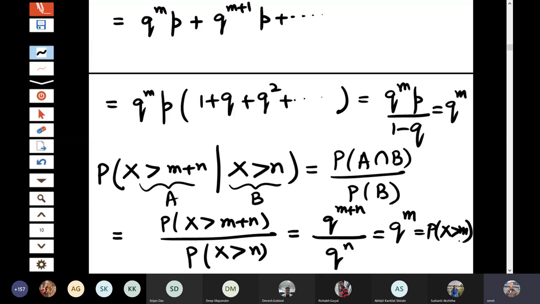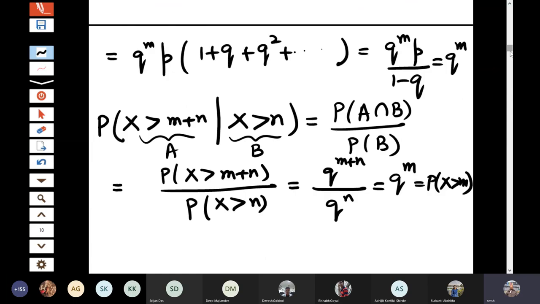What does it mean? It means that if we say the success has not been achieved till m trials, the probability of that is not dependent upon where you start. So even if I start on the nth trial, the probability of not getting a success till the next m trials is the same irrespective of the starting value of n. n can be 1, n can be 10. This is known as the memoryless property of the geometric distribution.